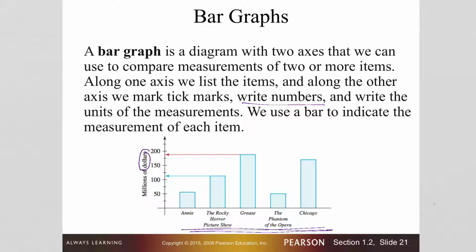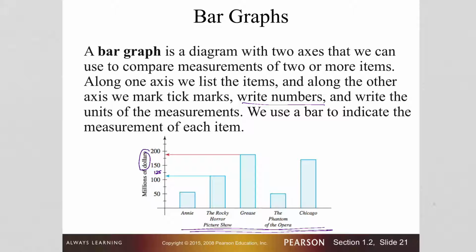Okay, so now let's look at the Rocky Horror Picture Show. It's more than 100, but less than 125. This tick mark would represent 125. So if I asked approximately what the revenue of the Rocky Horror Picture Show was, and you gave me an answer of 115 or 120, I would have to take it because I can't tell exactly where that line is. I do know that it's more than 100, and I do know that it's less than 125.